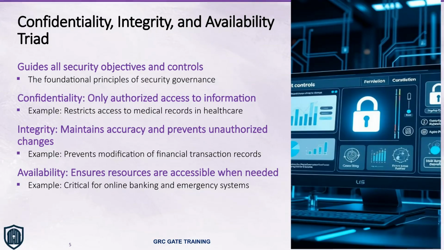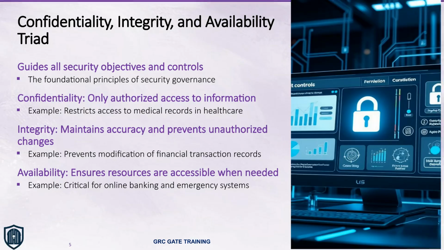Central to security governance are the foundational principles known as the confidentiality, integrity, and availability triad. These three pillars guide every security objective and control. Confidentiality ensures that information is accessible only to individuals who have explicit authorization. For example, in a healthcare setting, only authorized medical personnel can access patient records, thereby protecting patient privacy and fulfilling legal obligations. Integrity guarantees that information remains accurate and unaltered during storage, processing, or transmission.